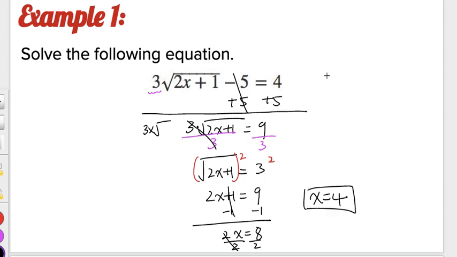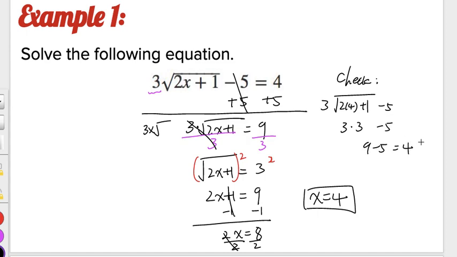And also it's always a good habit to check the answer. So let's just quickly do some mental math here. We can do 2 times 4 plus 1, which is 9, and the square root of 9, which is 3. So 3 times 3, let's do that, minus 5 is going to be 9 minus 5 equals 4. Check. See, we got it right. This is how we solve it. Let's check the next example.